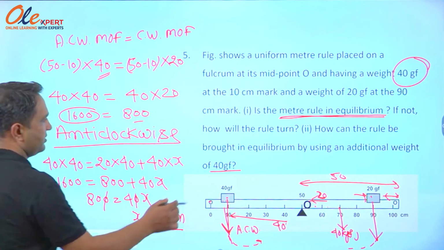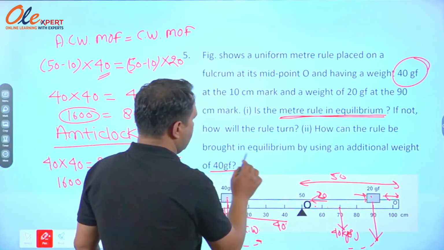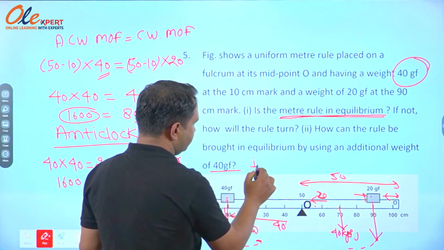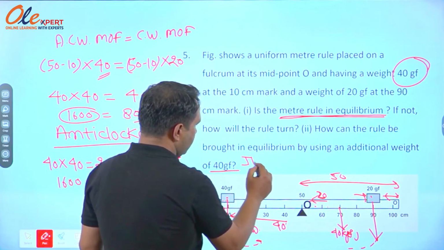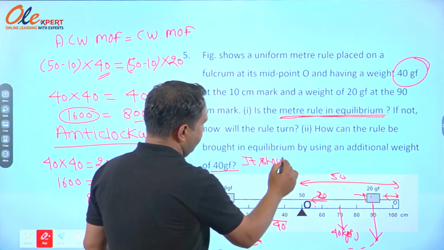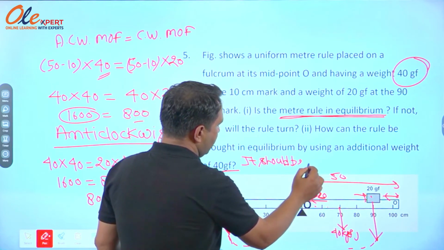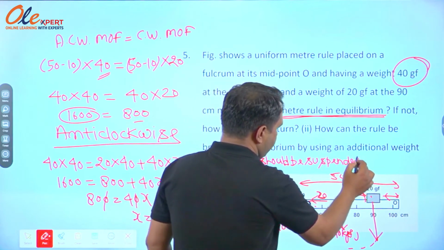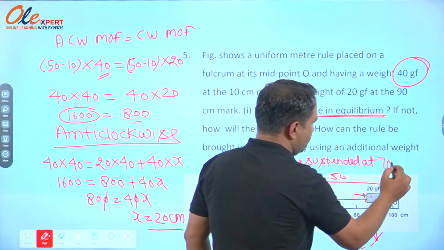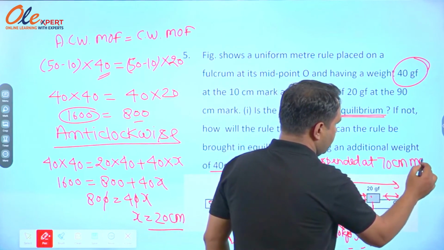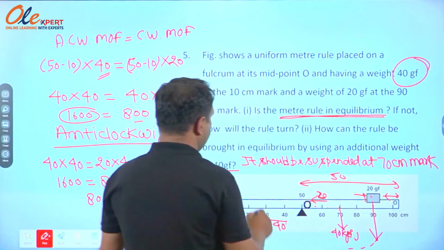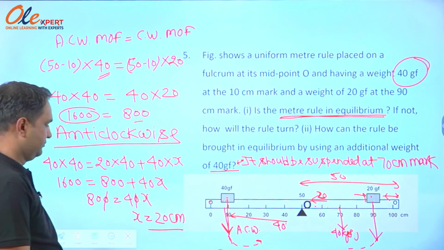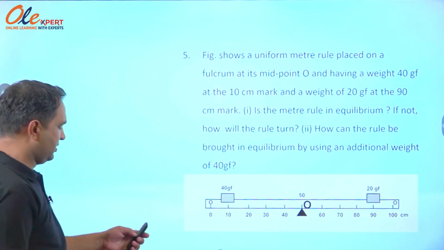How can the rule be brought into equilibrium by using an additional weight of 40 GF? It should be suspended at the 70 centimeter mark, right. It should be suspended at the 70 centimeter mark. Okay, moving on, next question.